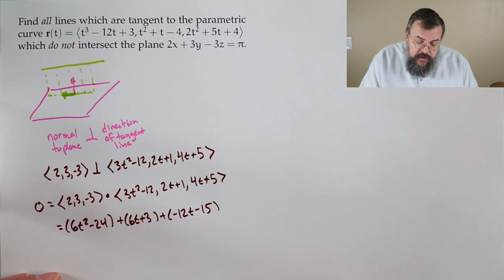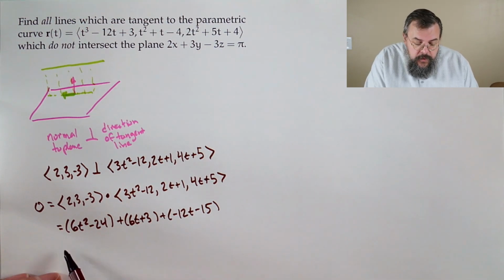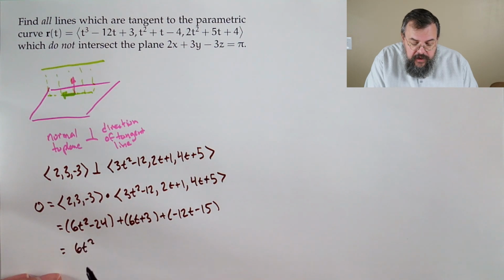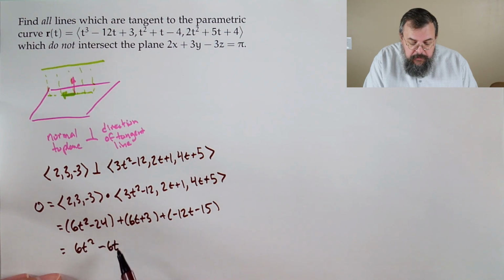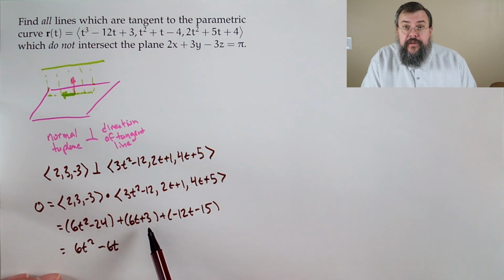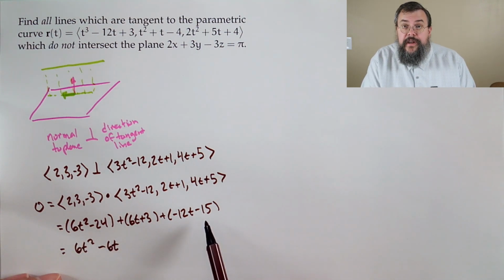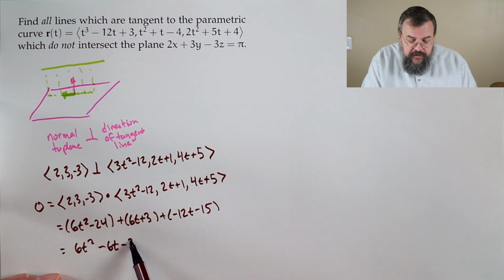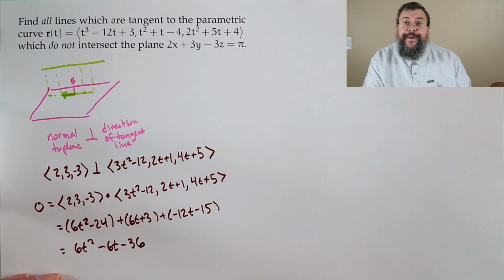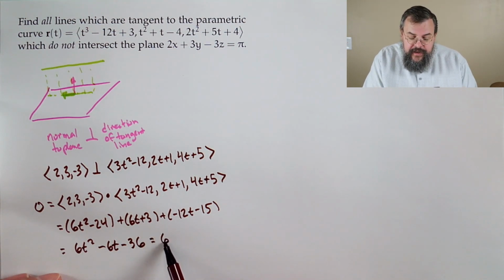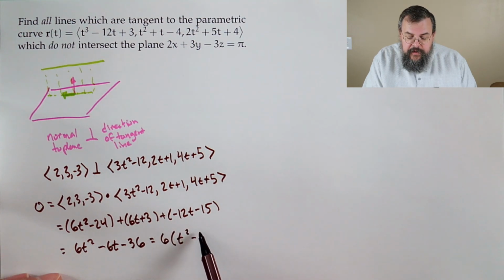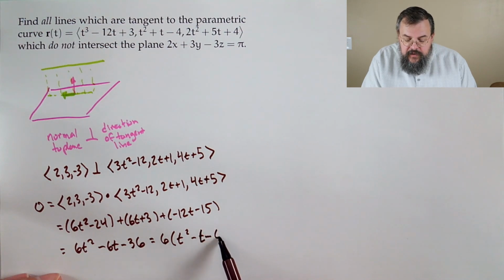Well, now we group. We have 6t squared. There's a 6t minus 12t, which is minus 6t. Then negative 24 plus 3 makes negative 21, minus 15, that's negative 36. Okay, lots of 6's there. Let's factor out a 6. 6 times t squared minus t, and minus 6.